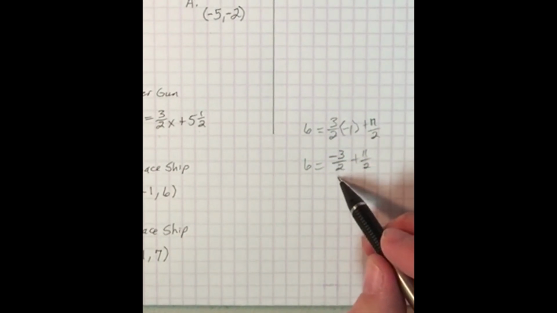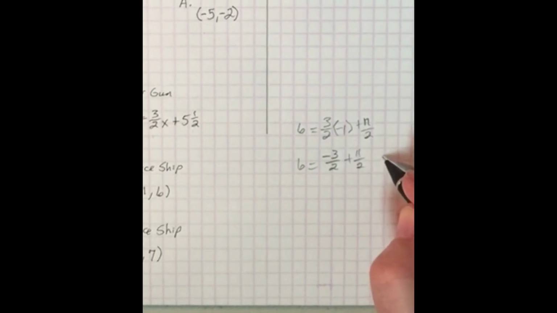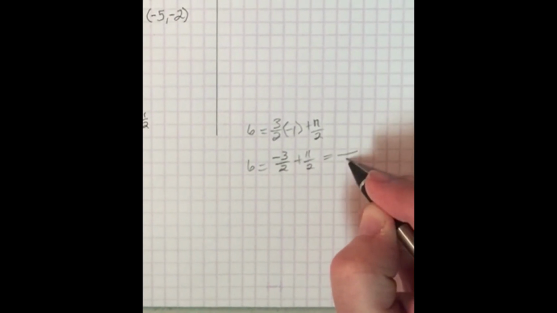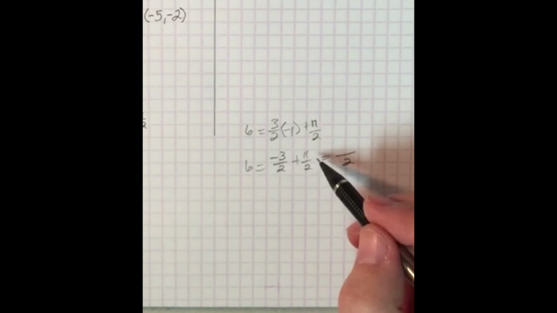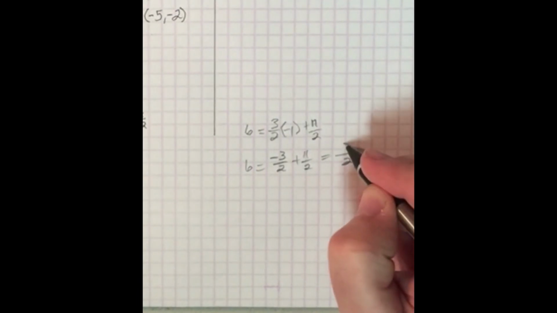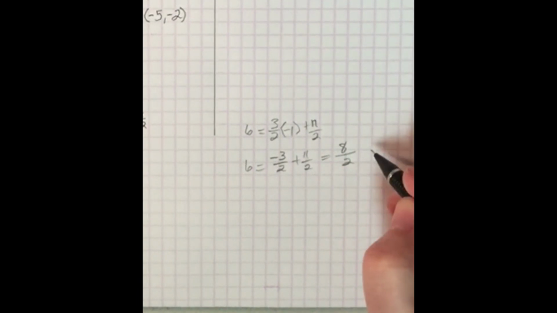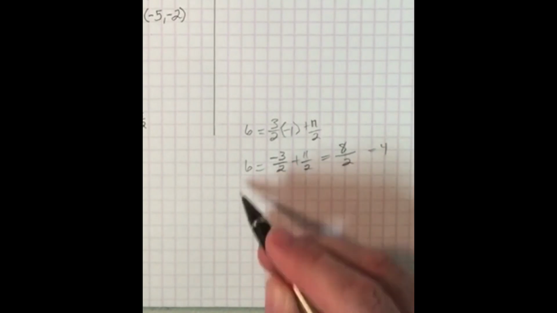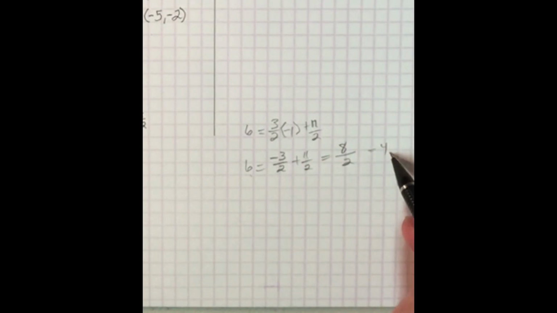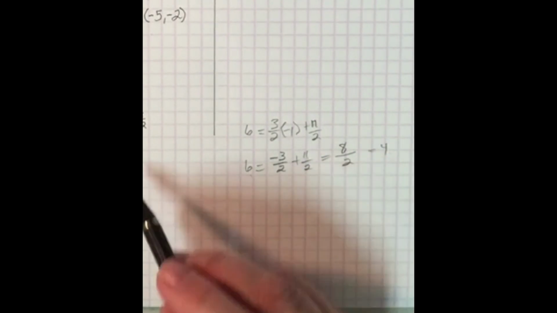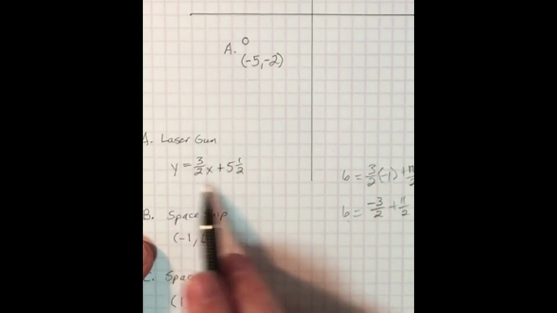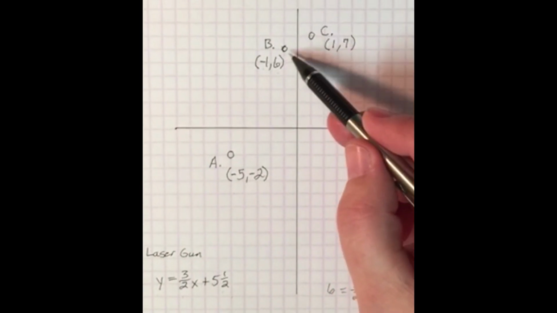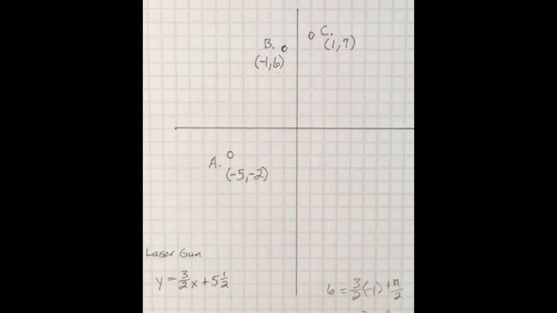We already have a common denominator, so that will go across here to a 2, and -3 plus 11 is going to give us a +8, which is also a 4, and this other side, so 6 equals 4. 6 does not equal 4, so we can tell right now that the laser using this equation is not going to hit this ship. This ship is safe right here, so B is safe.